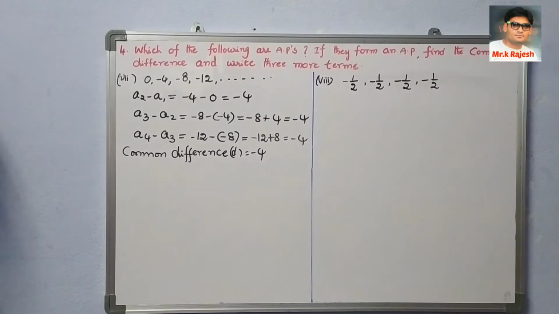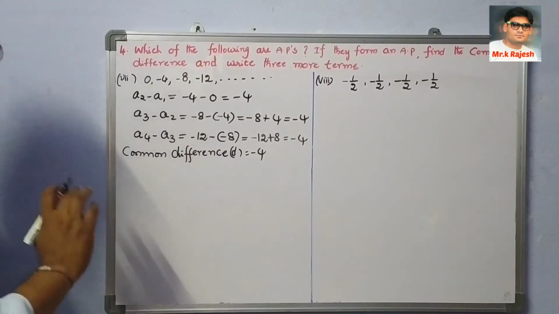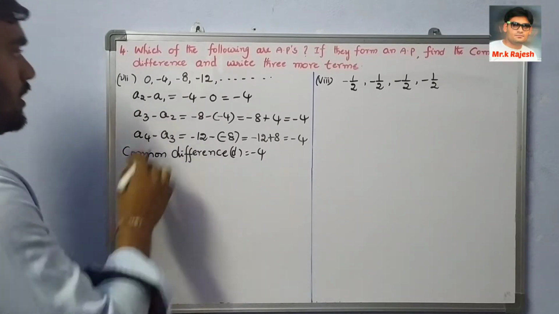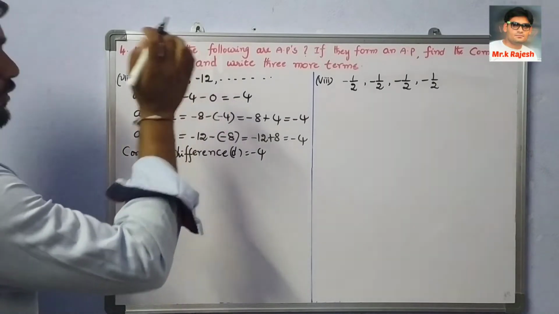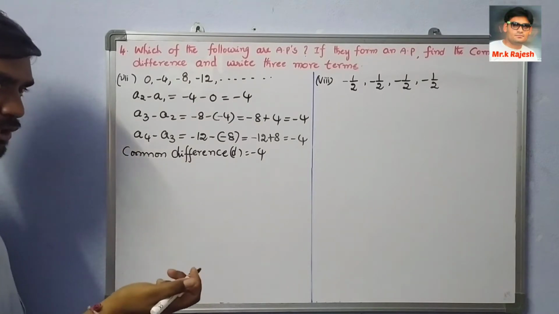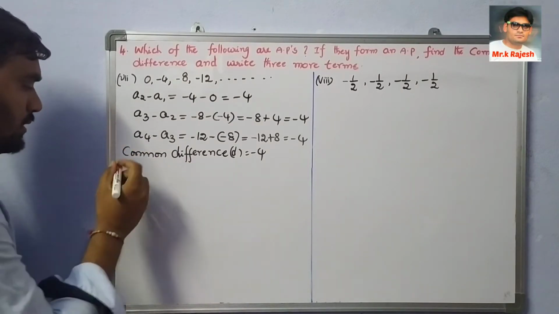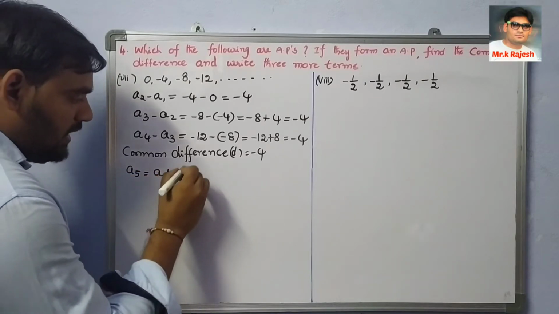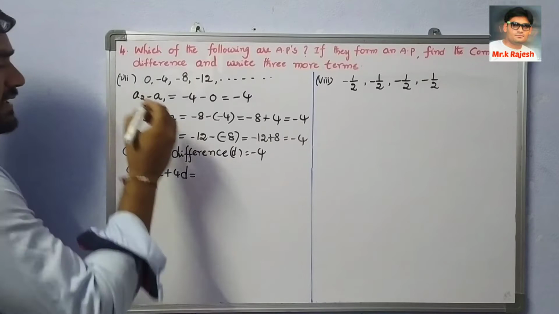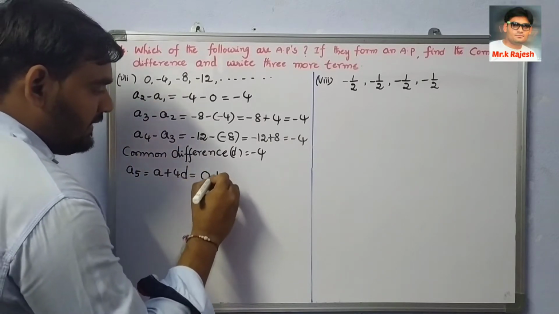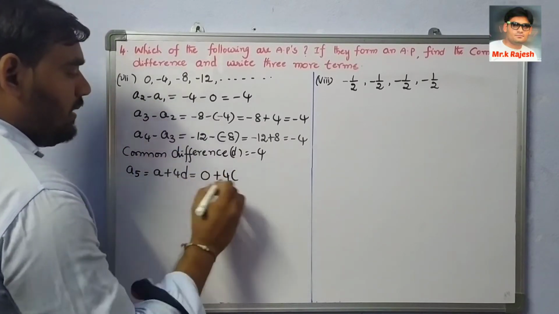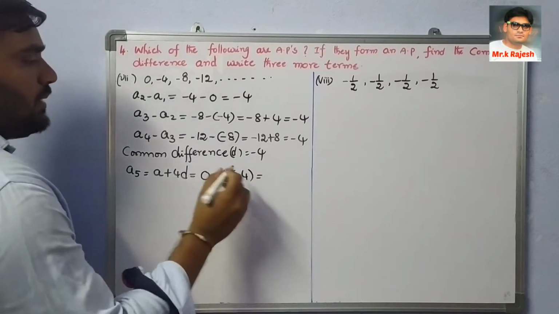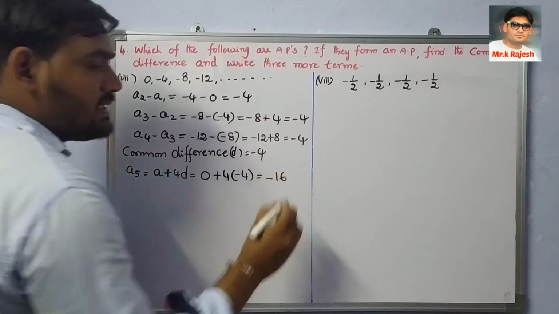After that they ask us to write three more terms if they form an AP. Yes, it is in the AP only. Next we need to write three more terms. Here A1, A2, A3, A4 they have given. Three more terms means we need to find A5, A6, A7. So A5 is nothing but A plus 4D. A is nothing but here 0. 0 plus 4 into the common difference, that is minus 4. Plus into minus is minus, 4 4s are 16.